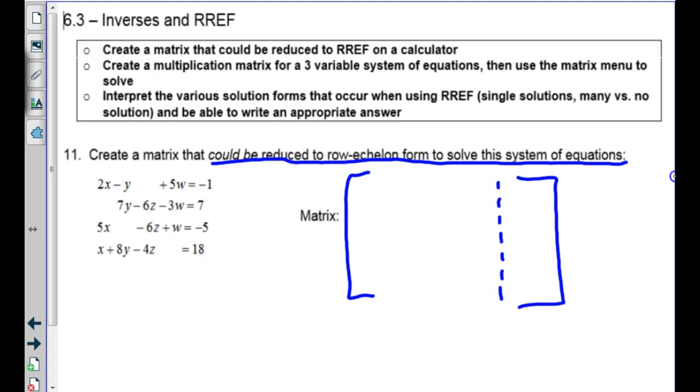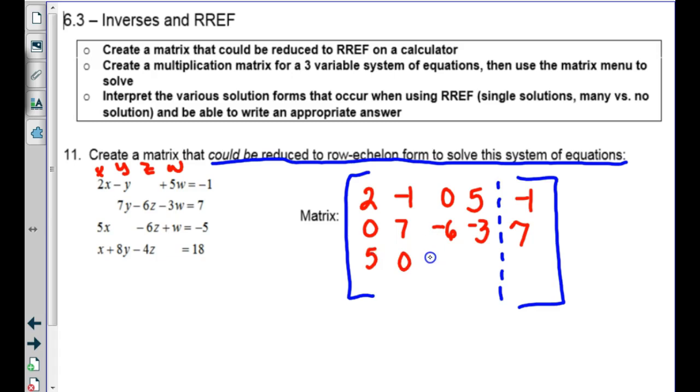What does the first row read? X, Y, Z, and W are the letters, and that's the order they always use them in. I know it's annoying. Okay, so we'd have what? Good job. Next row. Okay, third row. Negative 6. Okay, last row.